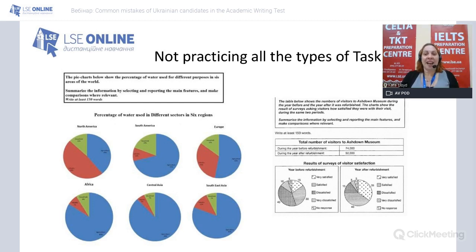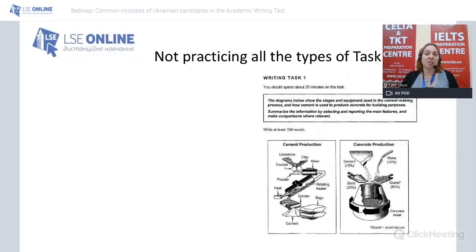And as I said, it's not only about graphs and charts, processes, how to make something. This one is about cement, how to make cement and concrete. And this is different language and a different way of writing again. For this, we need passive voice. We also need to have time markers to describe when things are done. Different language, a different way of doing it.